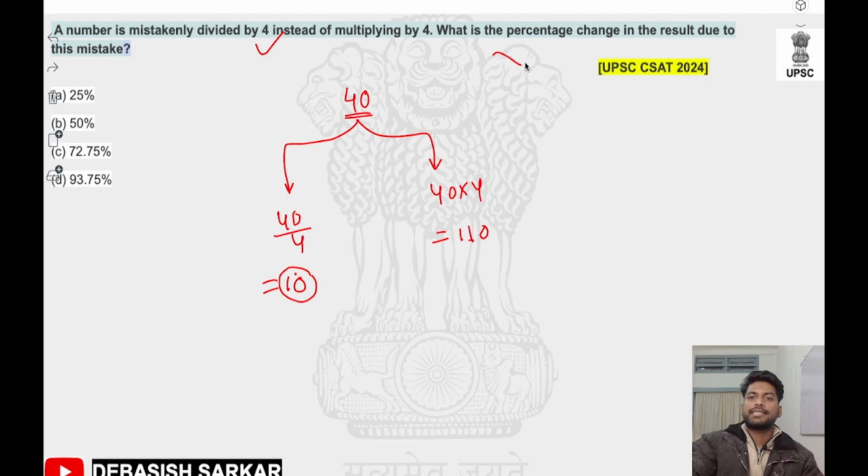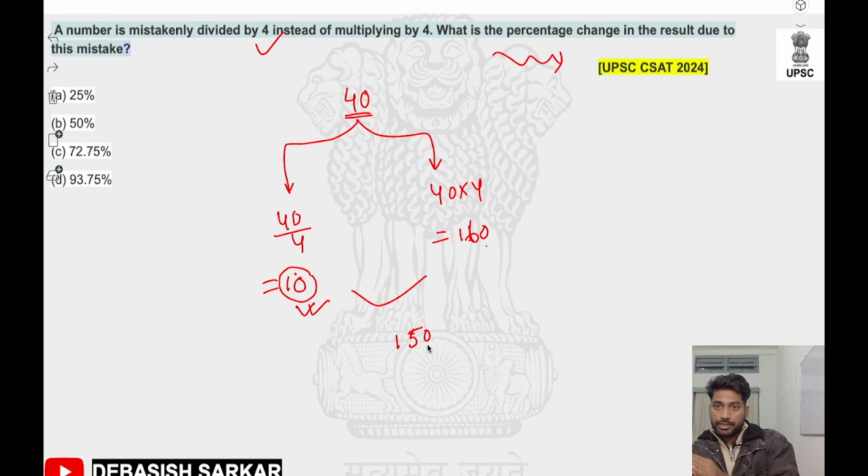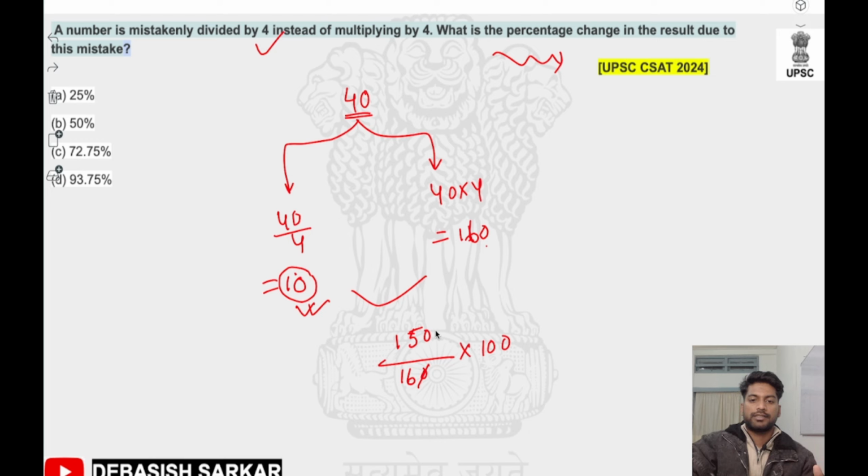So they are asking what is the change in percentage. It has to be 160, but it became 10, so the change is 150. It became 150 less, right? The change is 150. From where? It has to be 160, but it became 10. So the change is 150, into 100 if you want the percentage. Cancel the zeros. It will be closely around 93.75, I can see. Not 25%, not 50, not 72. It will be 93.75 because it's too close, and the closest is 93.75.